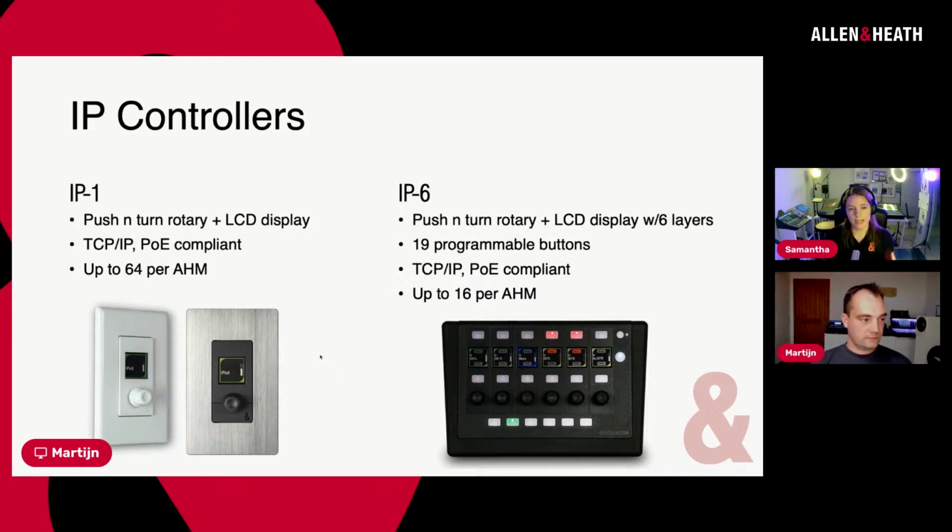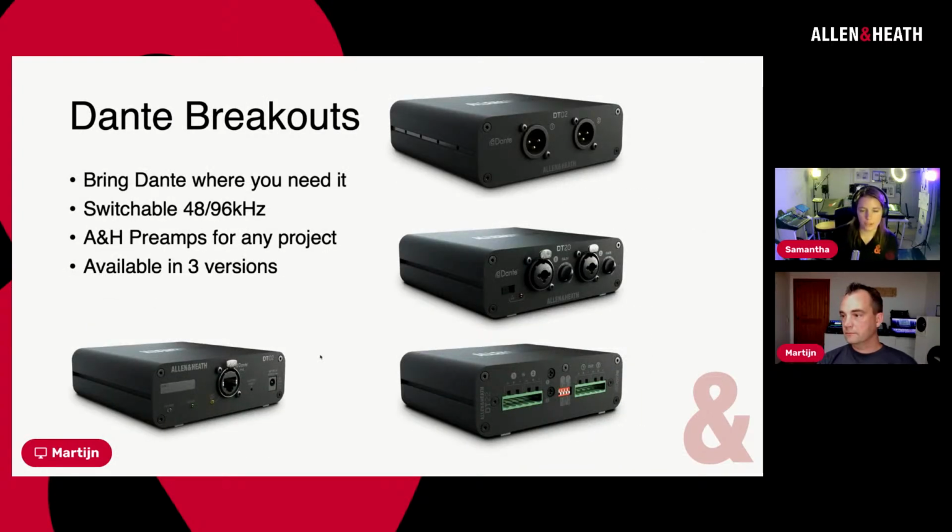So the IP1, in essence, basically has two functions. It's a push and turn rotary. It runs over TCP/IP and it's PoE compliant, which is really big. But the biggest note I want to make is that you can have up to 64 of these on a single AHM. And then if we look at the IP6, it's almost like six IP1s in one unit, plus 19 additional programmable buttons. So not only do you have the regular push and turn rotary, but you've got 19 programmable buttons. It's still PoE compliant and it still runs over TCP/IP. And you can have up to 16 in an AHM in addition to the 64 IP1s. Correct. So we'll be using these to program and we'll show you exactly how we're breaking that down.